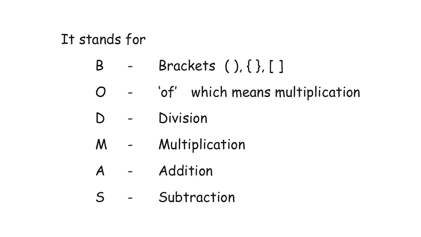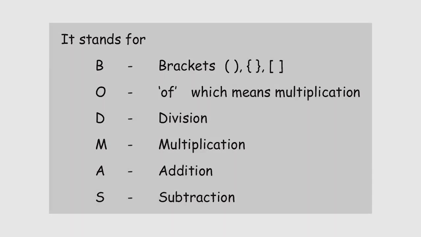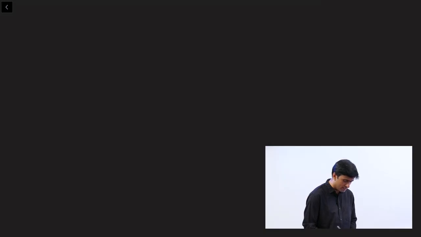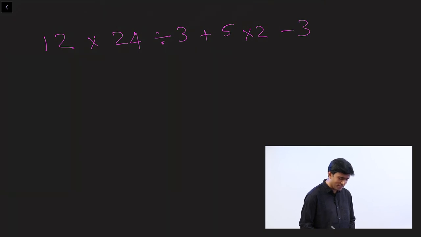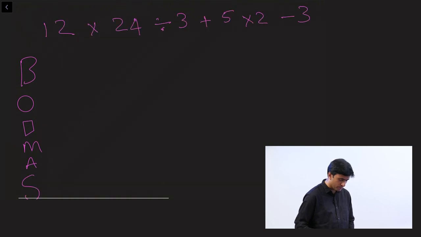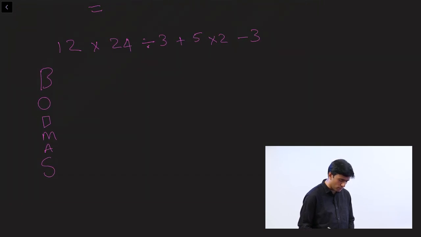Let's try to solve a mathematical expression using this rule. Let's take this expression: 12 into 24 divided by 3 plus 5 into 2 minus 3. As you can see, we have all the basic operators here. We have addition, we have subtraction, we have division and multiplication. Remember BODMAS. So the first thing that we have to look for is D, division. We have division here.